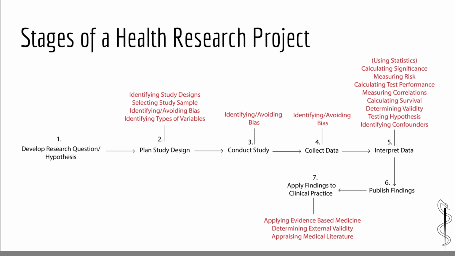Okay, so now that we're familiar with all the different kinds of health research and their components, let's talk about the stages of a health research project. Every type of health research project generally follows the 7 stages shown in this figure. The red text indicates the relevant topics that you need to know regarding that specific stage of a research project. We are going to talk about every one of these topics in red, as well as other topics not shown in this diagram. So, let's start with stage 1.